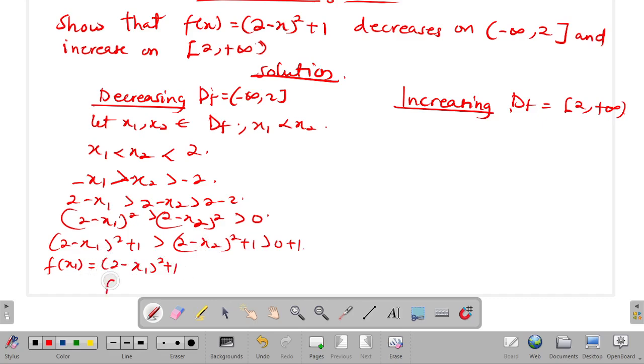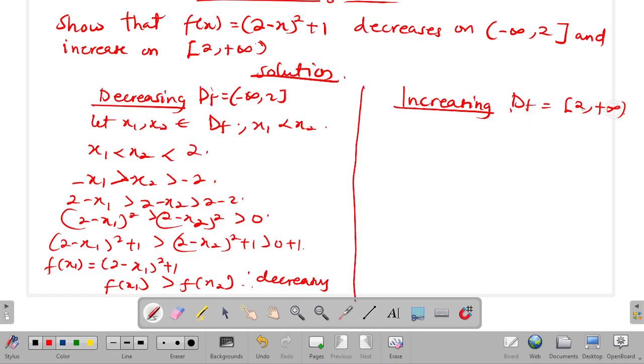Therefore, you can say that from this, f of x1 is greater than f of x2. Therefore, it is decreasing. Our function is decreasing over the domain we have been given. So it has been proved. Let's go to the increasing.